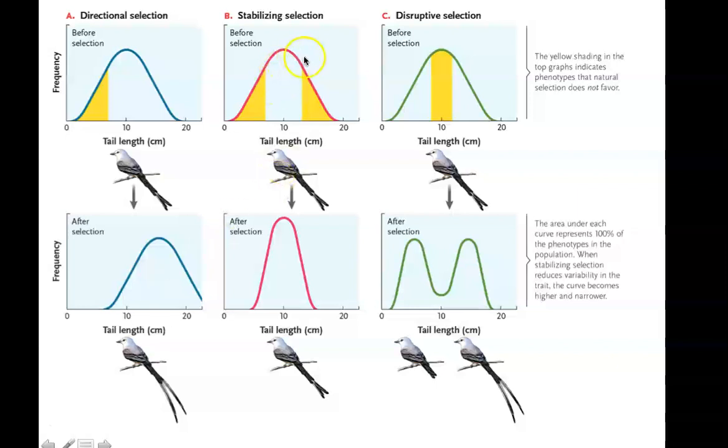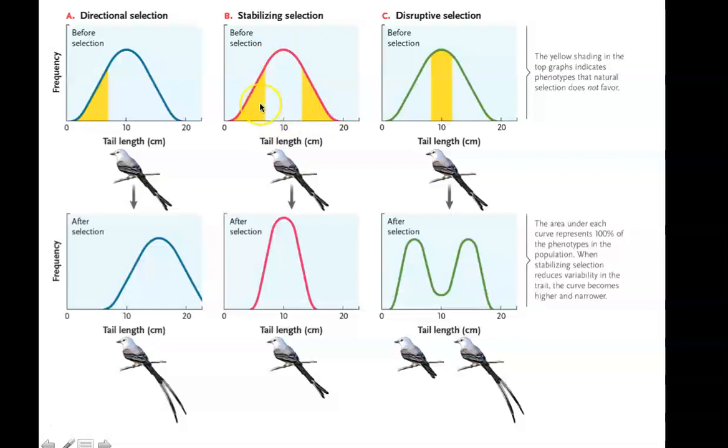The second example is stabilizing selection. Here, short tails and long tails are both selected against. So perhaps the females prefer a medium length tail, or perhaps females prefer a longer tail, but if your tail gets too long, then you don't fly as well and you get eaten. There could be multiple things going on here.